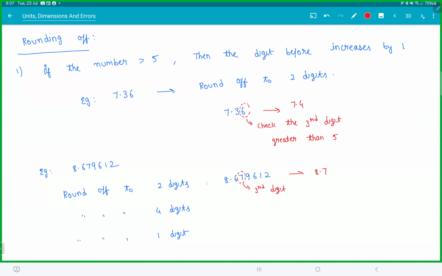So whichever digits you want to round off to, look at the next digit. Greater than 5, increase by 1. What about 4 and 1? Try. I'll give you 10-20 seconds.